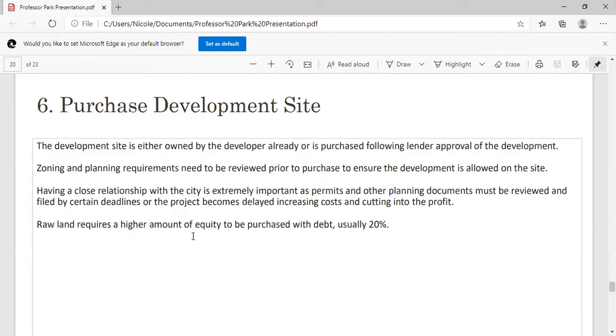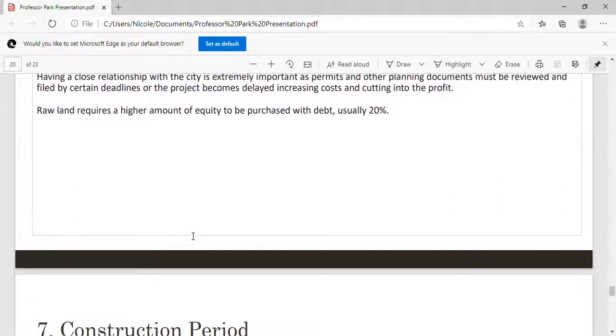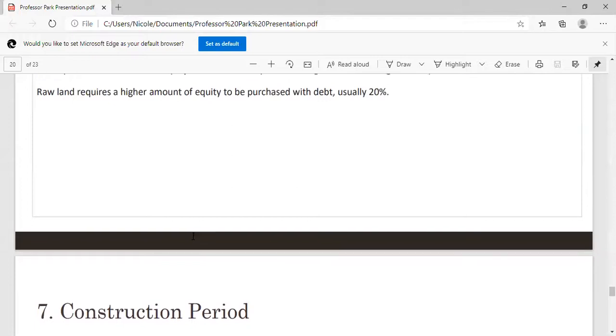And you want one of those anyway, because even if the property is already zoned for what you want to develop, you still have to submit permits and get other planning documents underway, and you have to meet certain project deadlines, or the project becomes delayed, and therefore the cost of the project increases, and you're really cutting into profit. And as I'll talk about in a second, how much you're able to get from the lender to complete the project. Raw land usually requires a high amount of equity. It's usually about 20%.